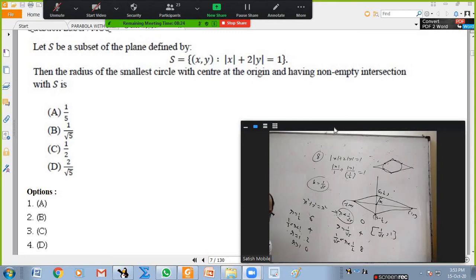Is it clear, 8th one, everybody? Yes, sir. Only for this question, I would have said this much. From origin, find the perpendicular distance to this line. As long as the radius is that much, that is the smallest radius where you can have some common intersection. But you can increase the radius also.